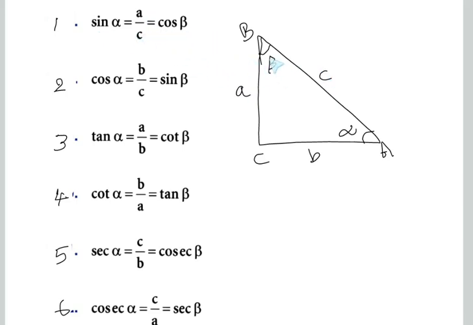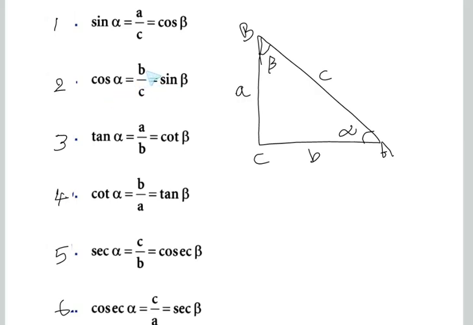Sine alpha is equal to a by c. And for beta, a is the adjacent side, so adjacent side by hypotenuse is called cos beta. Sin alpha is equal to opposite side by hypotenuse, and cos beta is equal to beta's adjacent side by hypotenuse. And for alpha, adjacent side by hypotenuse is called cos alpha, and this b is opposite to beta, so beta's opposite side by hypotenuse is called sine.